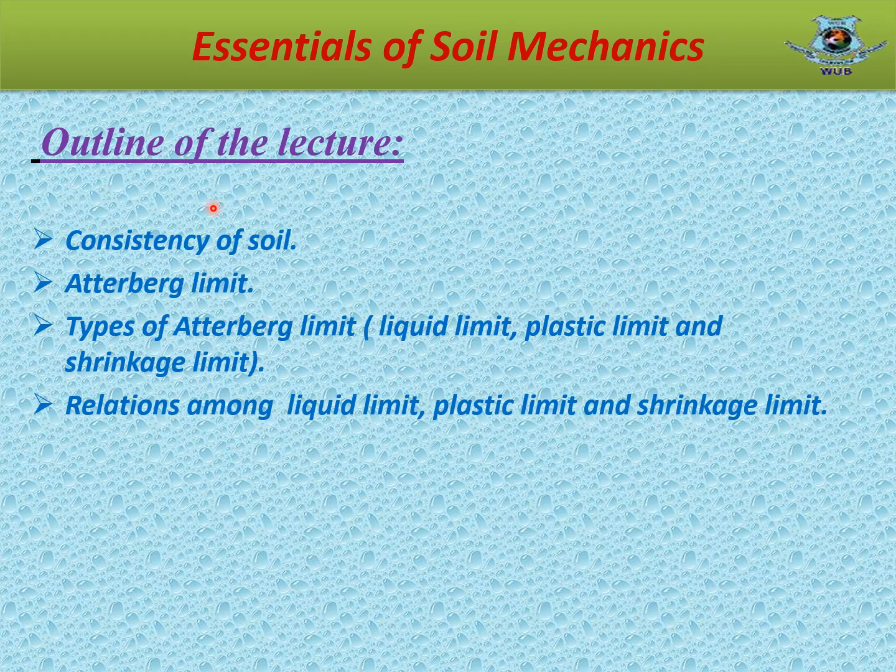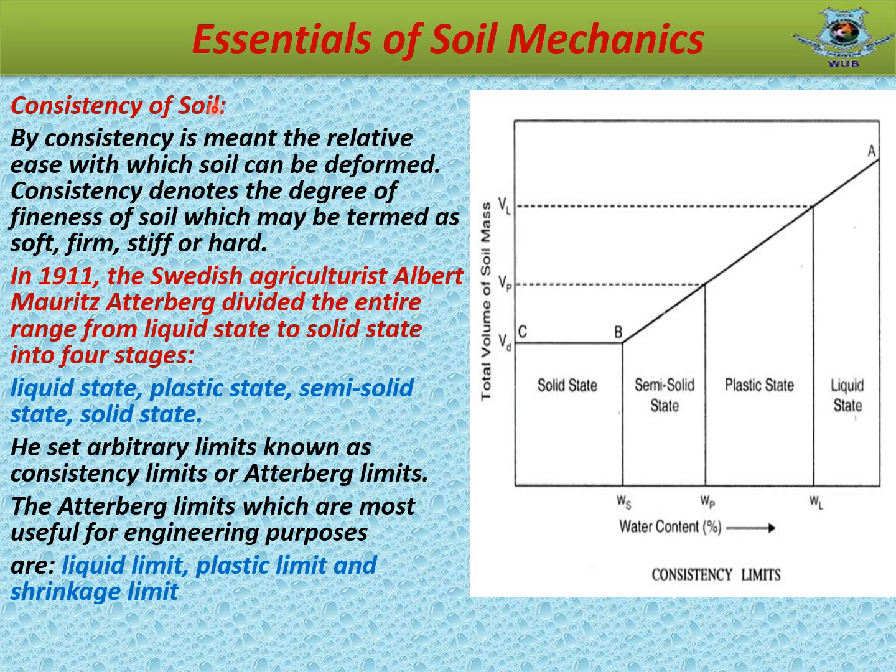This lecture content will cover consistency of soil, Atterberg limit, types of Atterberg limit, which are liquid limit, plastic limit, and shrinkage limit, and relations among liquid limit, plastic limit, and shrinkage limit. Consistency of soil. By consistency is meant the relative ease with which soil can be deformed. Consistency denotes the degree of fineness of soil, which may be termed as soft, firm, stiff, or hard.